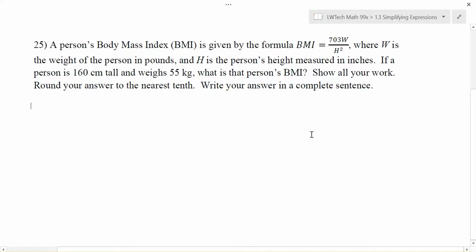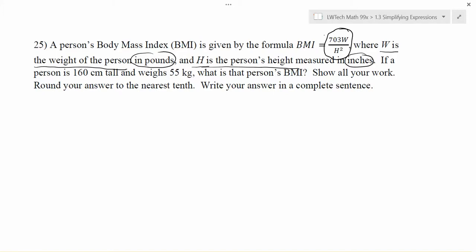Okay, so in this particular problem, we're given an expression, 703W divided by h squared. This expression looks like the ones that we've done before. We have values for W that we would plug in, the weight of a person in pounds, and values for h, which is the person's height measured in inches. So we want to plug in a value for W and a value for h to come up with this person's BMI. Not really very different than what we've done before.